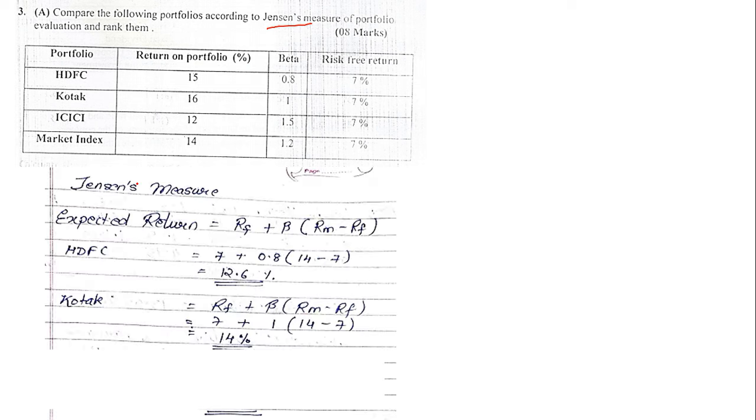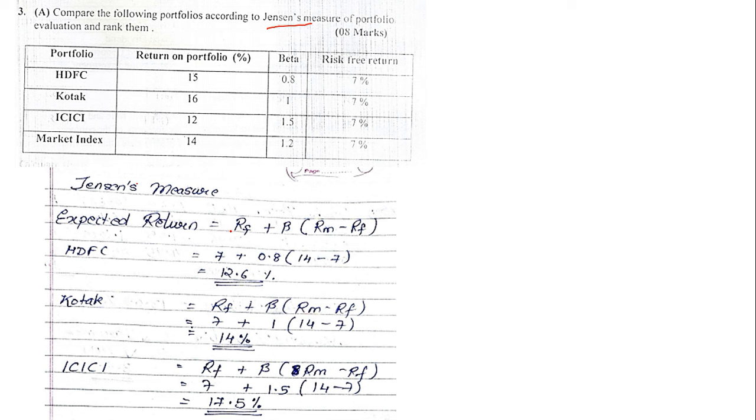Okay, now the next question. Compare the following portfolios according to Jensen's measure of portfolio evaluation and rank them. Portfolios HDFC, Kotak, ICICI and market index have been given to you. They have given you the return, beta and risk free return. Now the first step, in Jensen's measure, the formula for expected return is risk free return plus beta into RM minus RF.